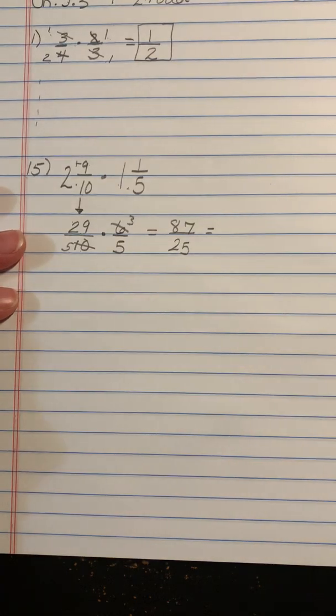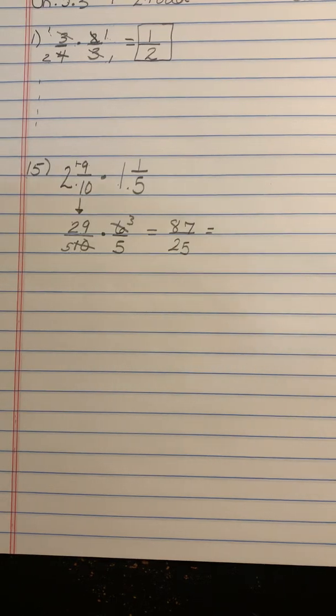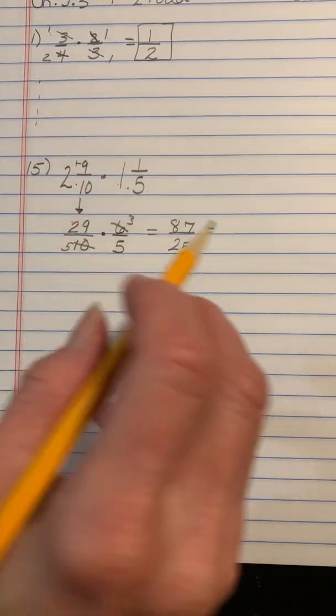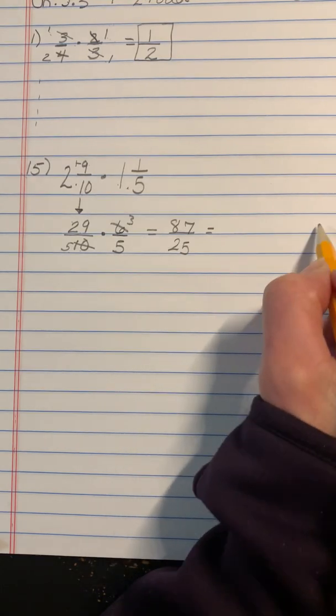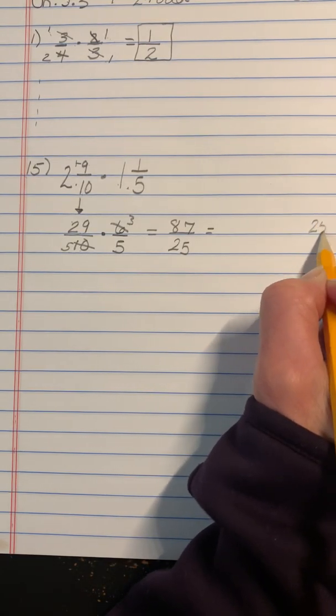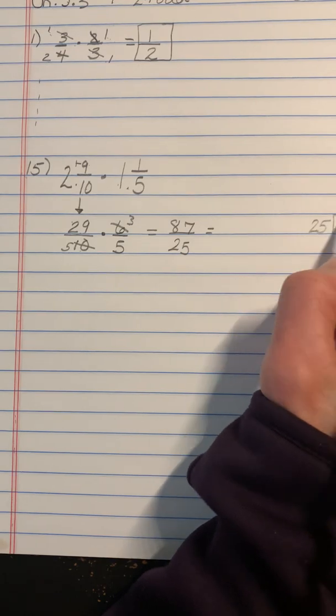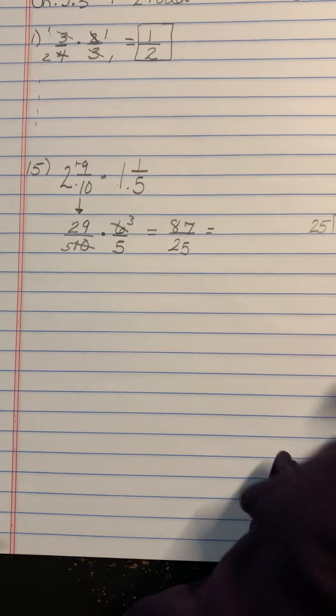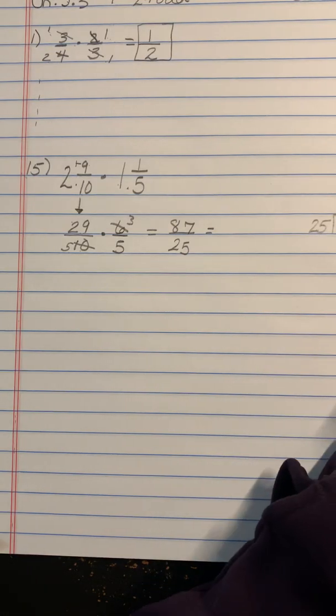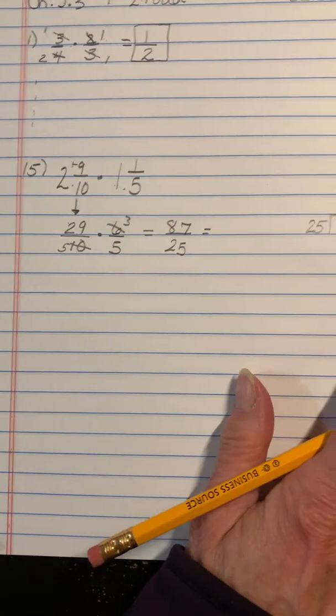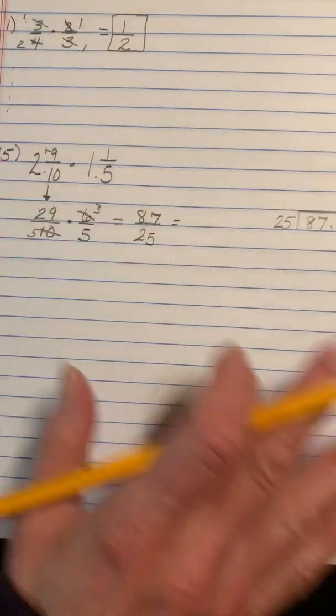Now remember, that's your improper fraction. I want you to get it all the way into a mixed number. So remember, this is where we're going to have to do some division to figure out how many times 25 can go into 87. I'm going to just write it off over here. And I'm going to say 25 into 87, like that. I don't really need a decimal because I'm going to change it into a fraction.